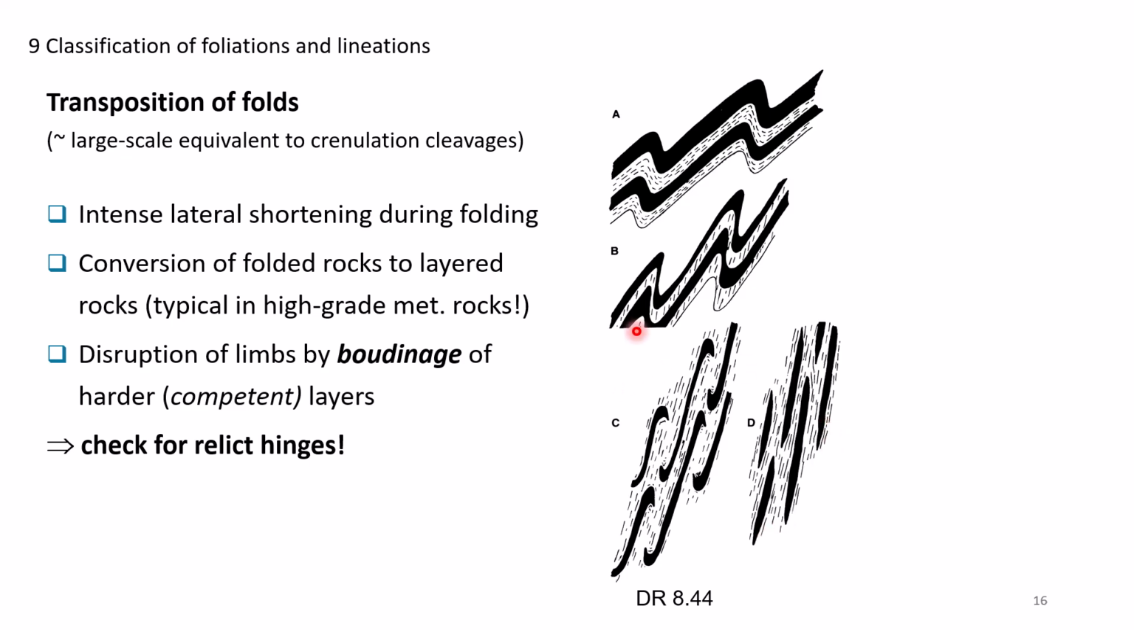And the transitional type is a process that involves the thinning out of limbs. We see here the more competent layers, the black layers, show a strong thinning of limbs and a fairly intense thickening of the hinges, which eventually leads to the disruption of limbs. And here we see this transitional stage. We see these hook-like relics of the hinge zones, but this hinge here has separated from that hinge because the initially connecting limb is disrupted, is sheared off.